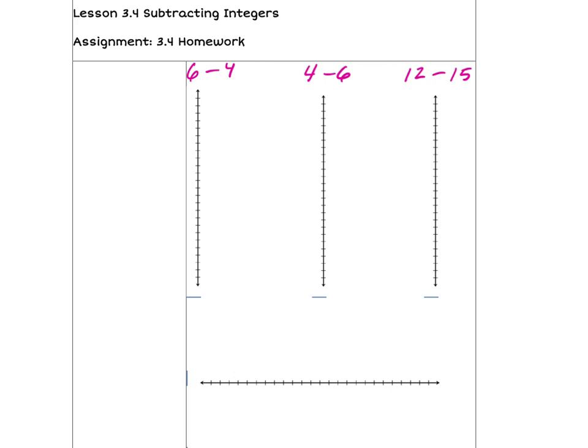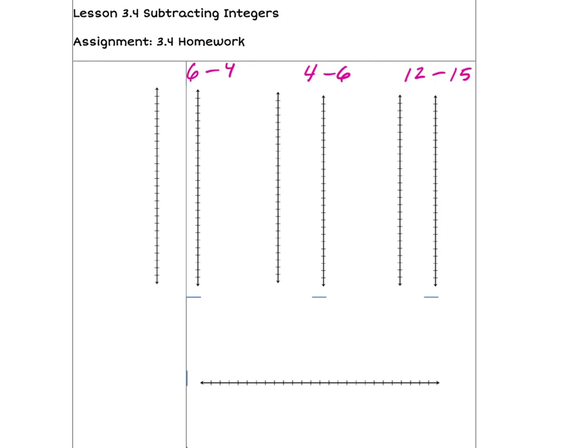So we're going to do these three problems, and I'm going to teach you something about subtraction because this is the hardest part of this whole unit. This is where the most mistakes are going to be made. This is where you need to be the most careful. So you got to watch what you're doing. You got to pay attention. I'm going to show you a trick, but I'm going to show you why it works.